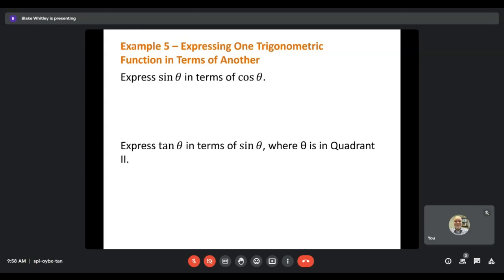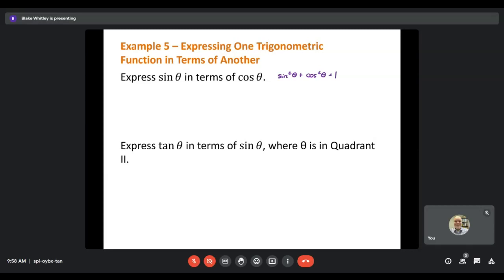All right, so what we want to think about is, do we have an identity here that relates sine and cosine to each other? The one that I recognize here is a Pythagorean identity that tells us that sine squared of theta plus cosine squared of theta is always equal to 1. So if you're ever asked to write one trig function in terms of another, if you have an identity that just has those two in it, that's the one you want to go with.